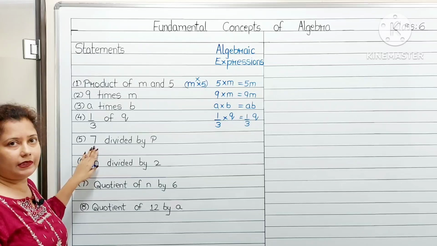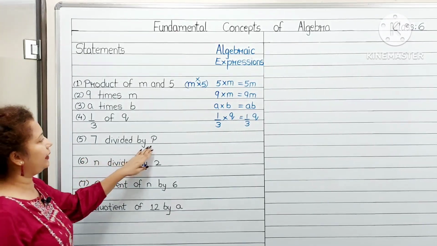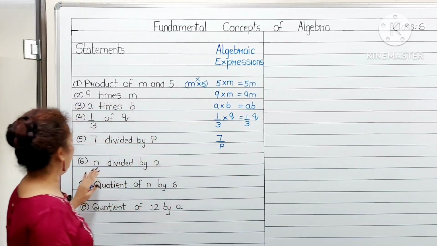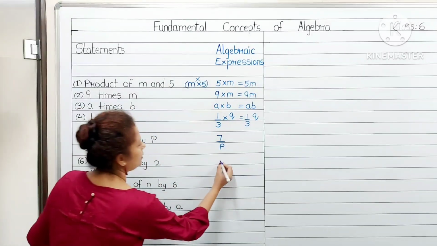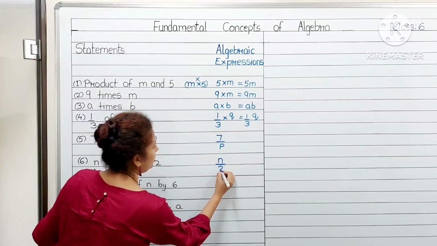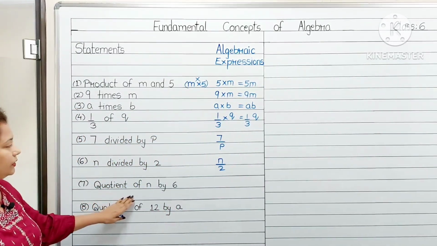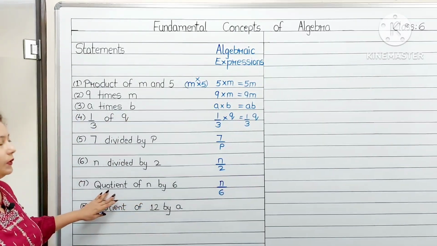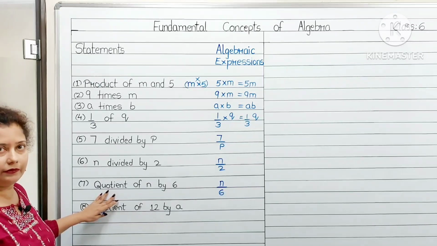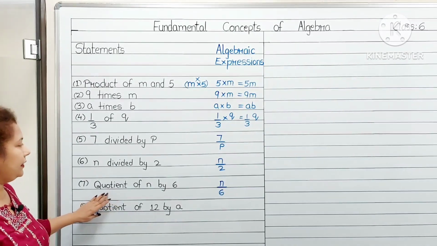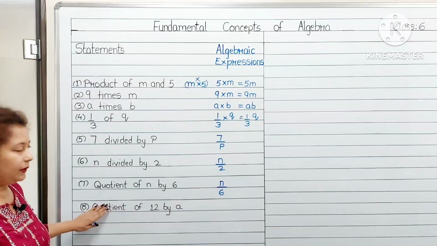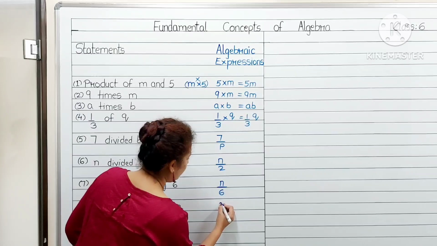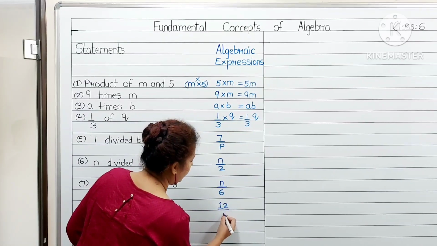Next statements we will see of division. 7 divided by p. It's very simple. 7 upon p. n divided by 2. So here n upon 2. Quotient of n by 6. So first we will write n. The word quotient is there and it is related to division. So always remember that here we have to write n upon 6. Quotient of 12 by a. So here 12 upon a.